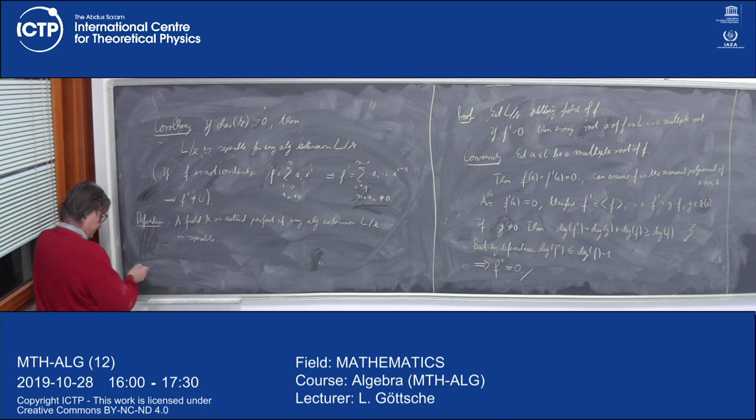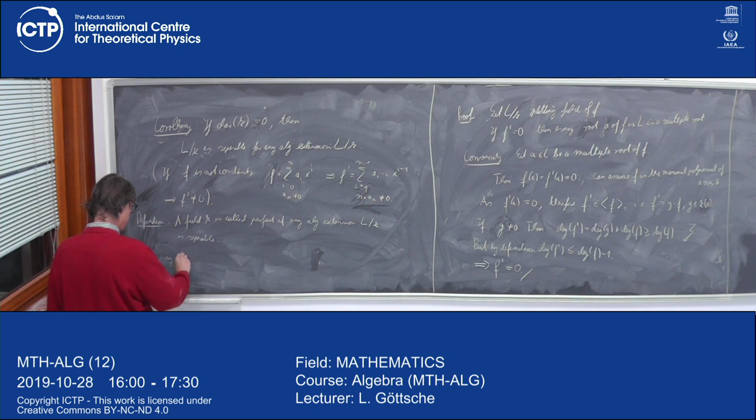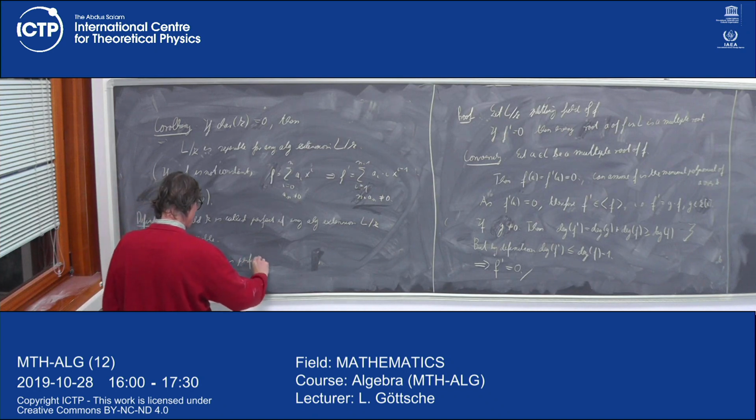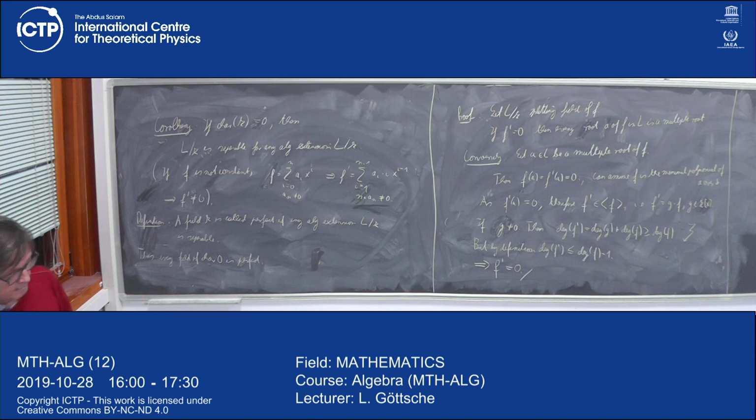So we see, thus every field of characteristic 0 is perfect. Okay, so let's see what can happen in characteristic p.